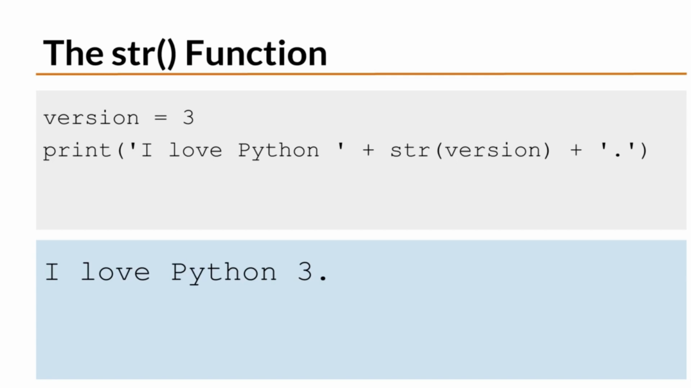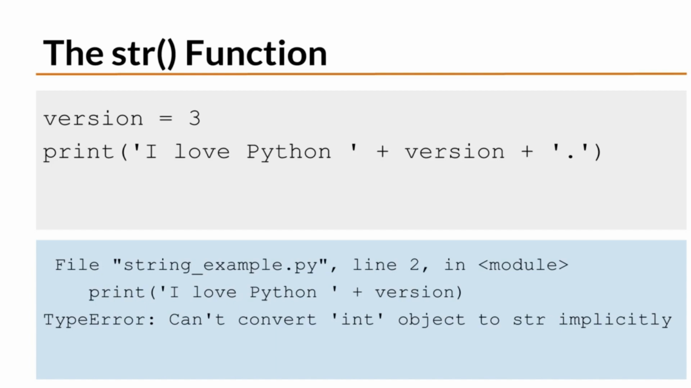In this example, we create a variable named version and assign it the number 3. Then we print I love Python. Then we concatenate that with the string representation of the variable version. And then finally we concatenate that with a period. So we end up with I love Python 3.